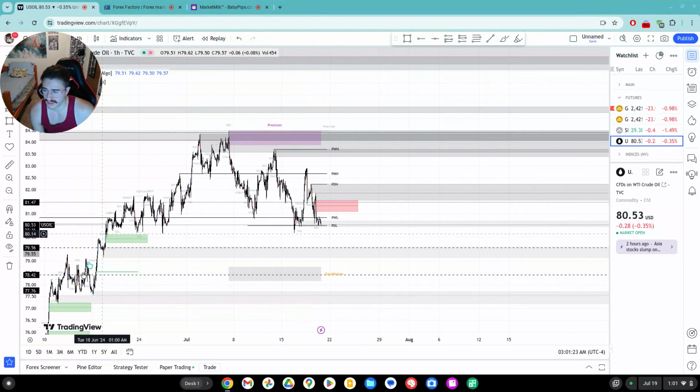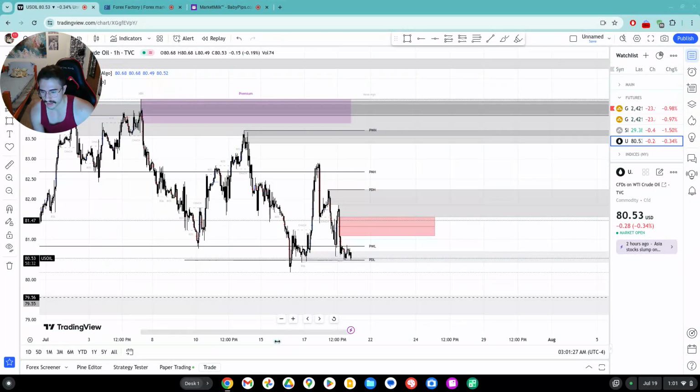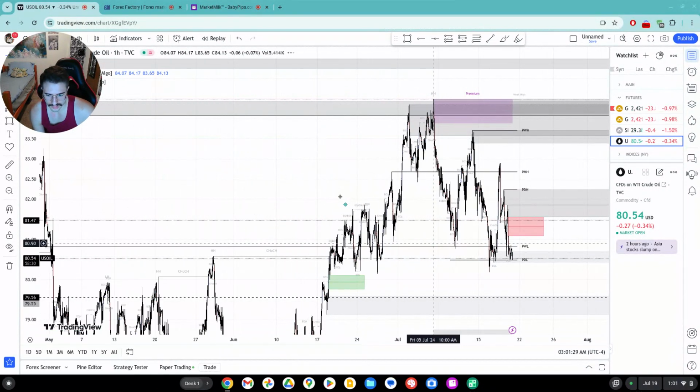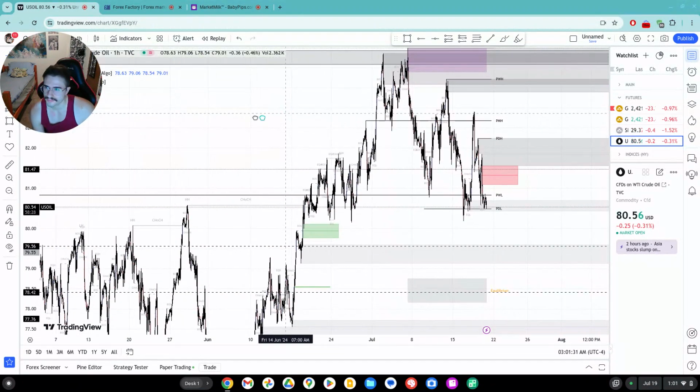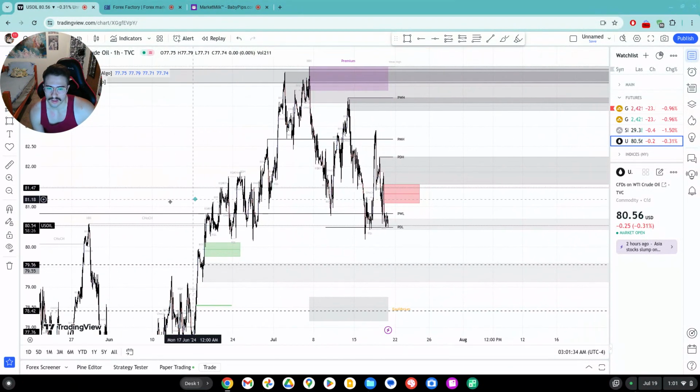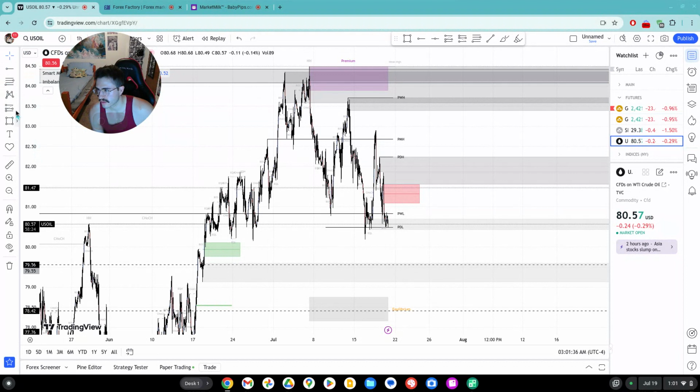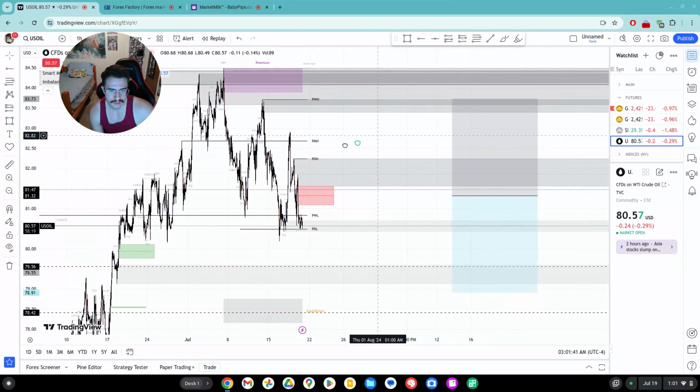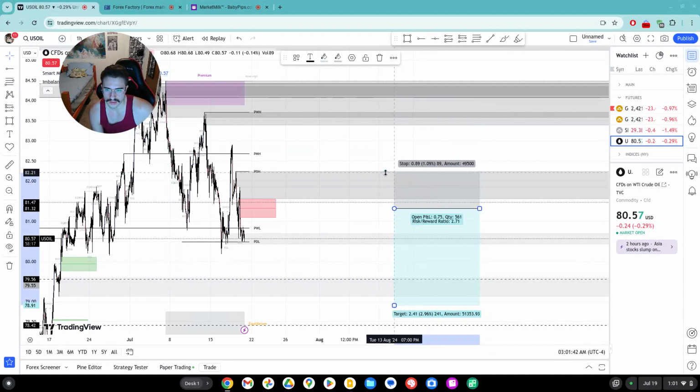Oil, I've traded a bit. Something as simple as this. It can move, but obviously it depends on the news that's coming out. So a simple short, just here to here, could make sense.